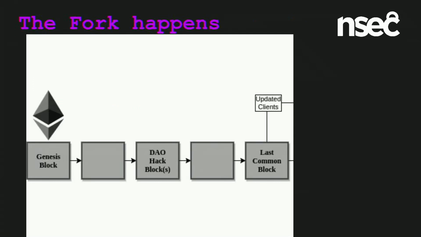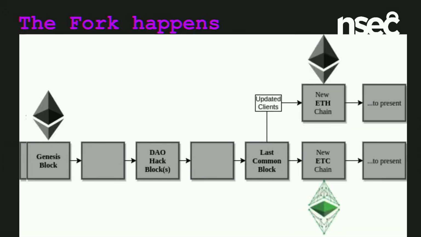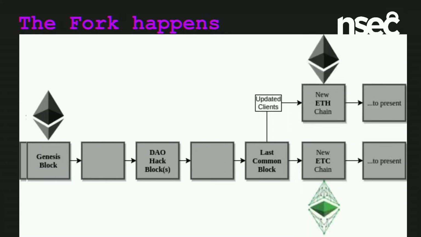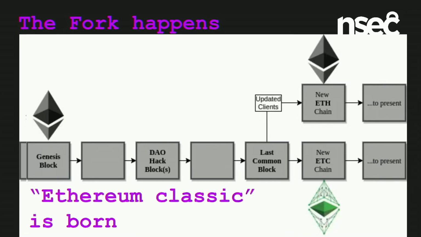So they updated the client. They got ready to put it live. They announced the block number at which point this would change. And everybody was so confident there was just going to be this one true chain that would carry on. But ultimately, with so much contention, we got this split, and a whole new chain was born. It's up to you which one you think is the real one or the original, but Ethereum Classic emerged.